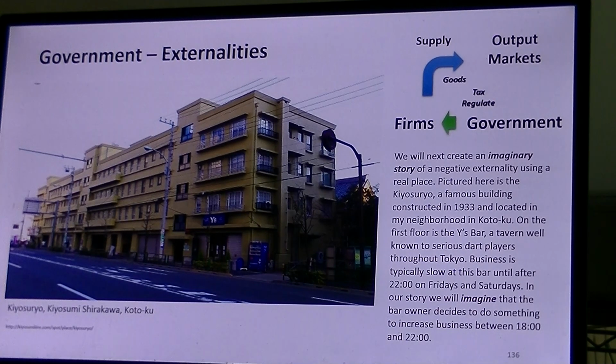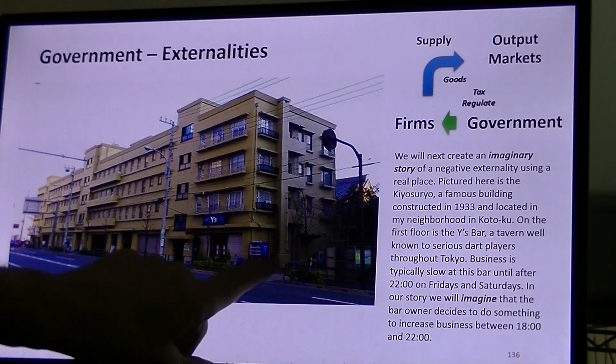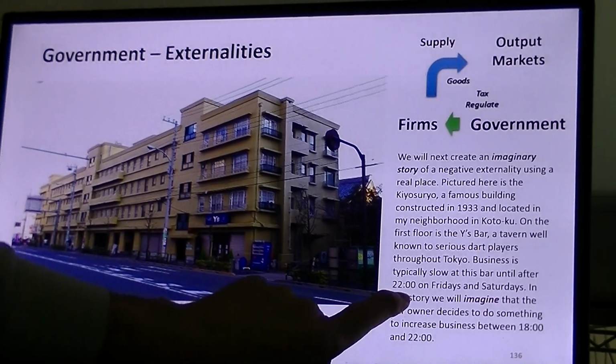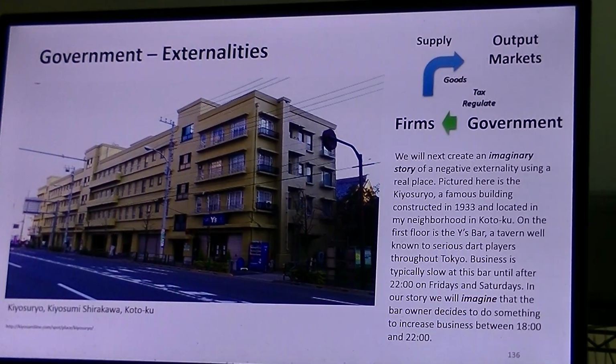And I remember that when I would go into that bar on Fridays and Saturdays until about 2200 hours, 10 p.m. in the evening, business was very slow. And in fact, as we can see, this bar is closed down. It just didn't get enough business in the early evening, and it couldn't stay in business. So what we're going to imagine, and in fact, this is what the bar owner may have wanted to do.